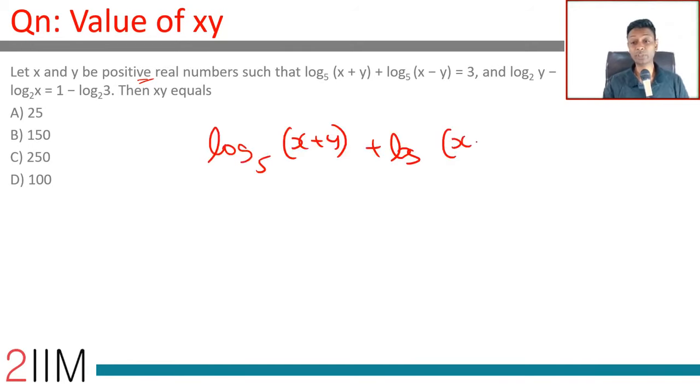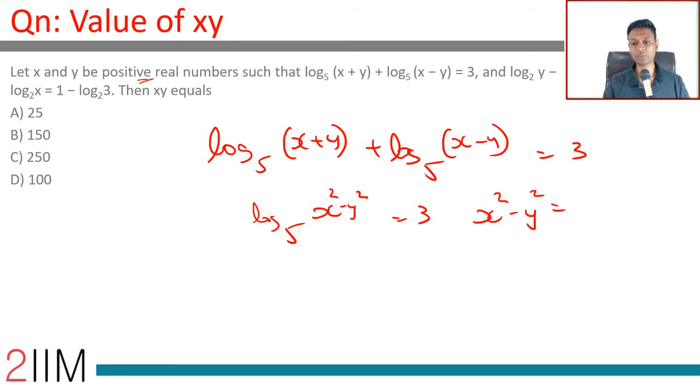Log x plus y to the base 5 plus log x minus y to the base 5 is 3. X plus y into x minus y. So this is log of x square minus y square to the base 5 is 3, or x square minus y square is 5 cube, which is 125.